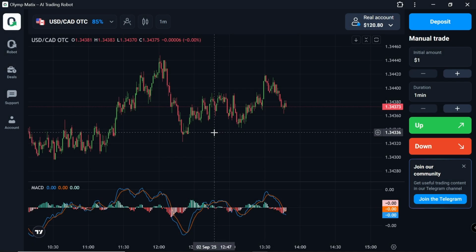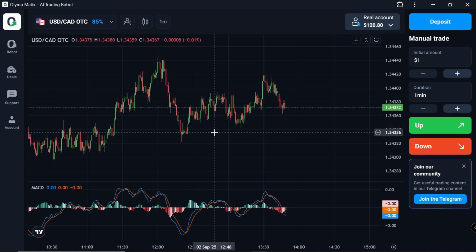Today I'll be showing you how to use supply and demand zones in trading with the Olymp Matix robot, and we'll demonstrate it using the MACD indicator. So guys, supply and demand zones are areas where price tends to reverse or stall. Basically spots where buyers or sellers dominate. Today we will see how Olymp Matix can react automatically on the zones when combined with the MACD indicator.